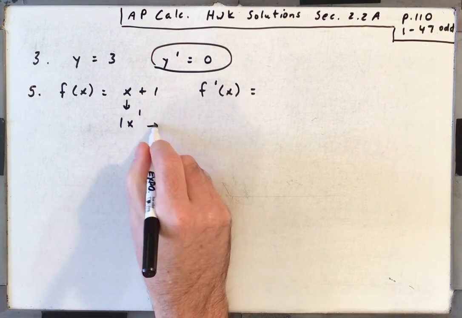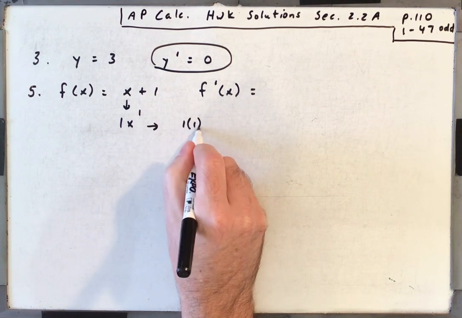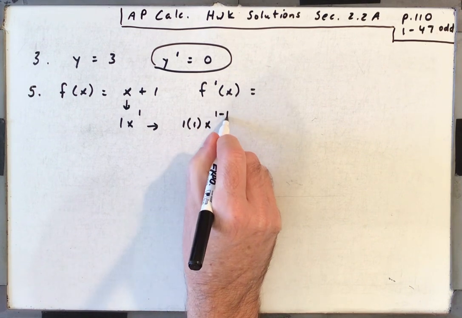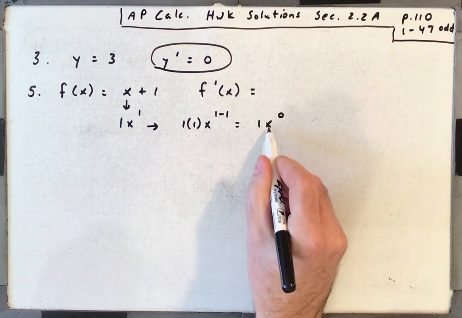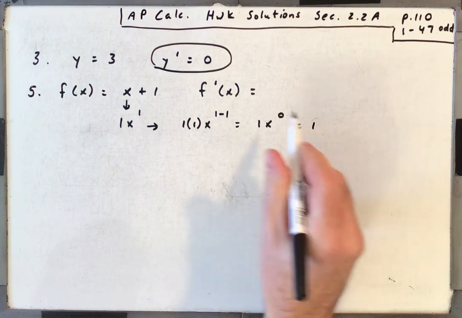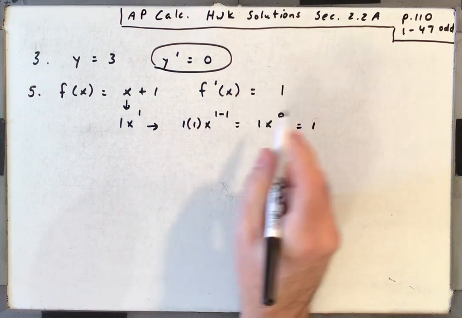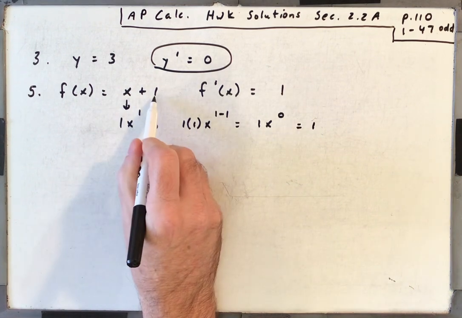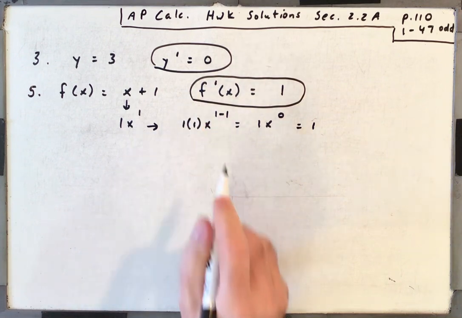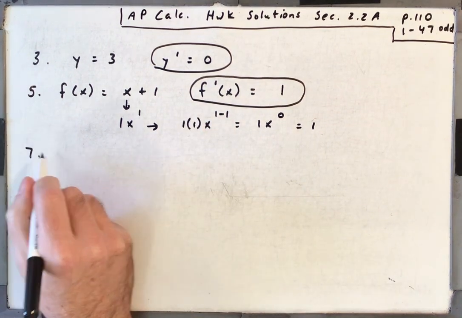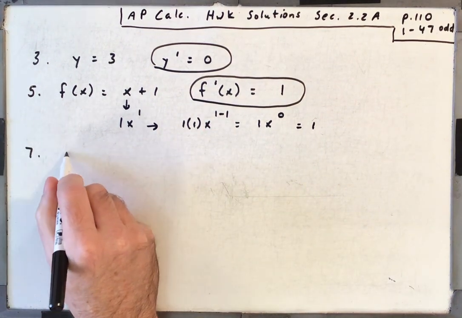Okay, so the derivative of that would be 1 times 1, x to the 1 minus 1. That's going to be 1x to the 0. X to the 0 is 1, so that's just 1. So f prime of x is 1. And then derivative of 1 is 0. Right, number 7, g of x is x squared plus 4.